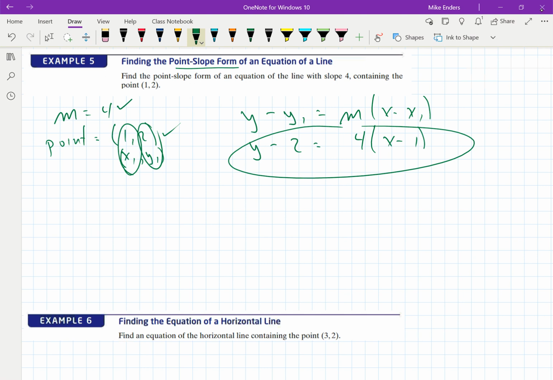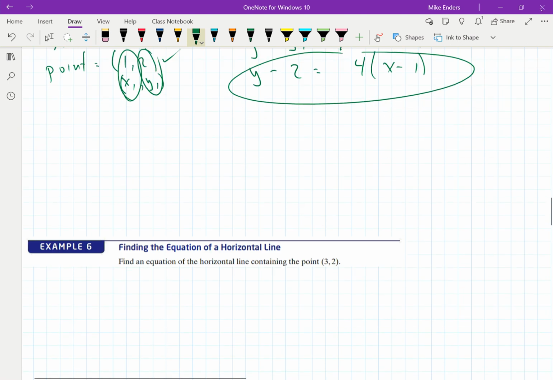Nothing else we have to do with that. If we're asked for the equation for a line in point slope form, that's it. Now, if we had a double negative in here, we could change the double negative to a positive. But if we're just asked for a homework or a quiz or a test to write in point slope form, we can just stop at what I've got circled, and we're all set.